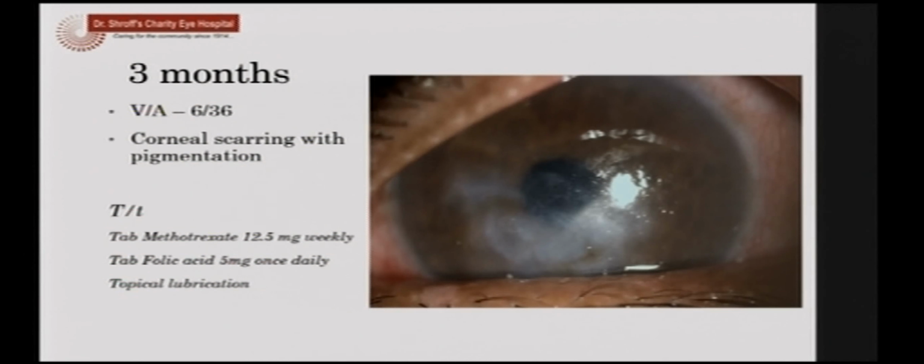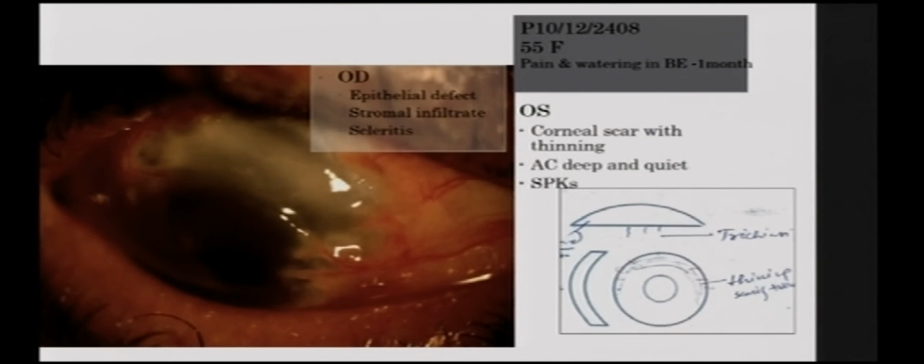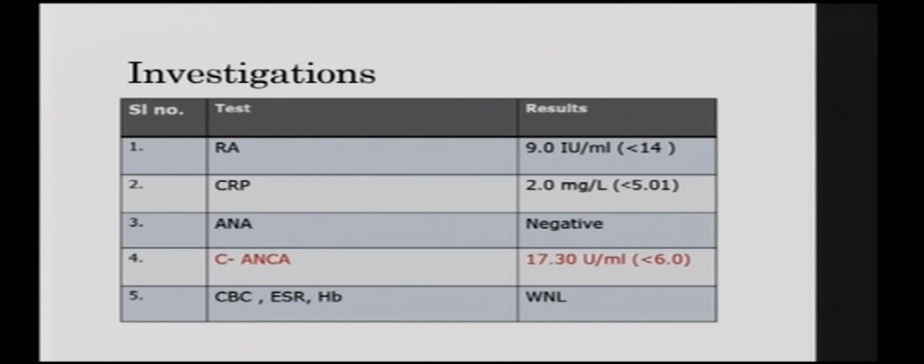And 3 months later, with appropriate antimetabolite treatment with methotrexate, folic acid, and topical lubrication, the vision had stabilized at 6/36 with some corneal scarring and pigmentation. Another scenario with a 55-year-old lady with pain and watering for a month, with an epithelial defect and what appears to be an active scleritis with corneal thinning and a scar.